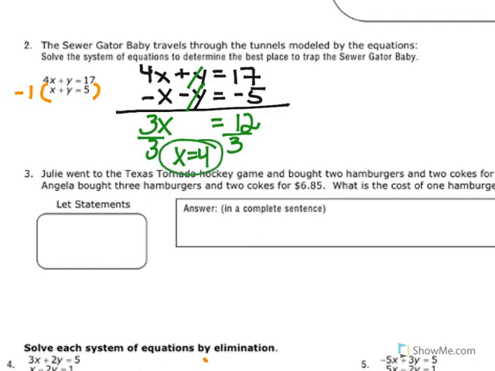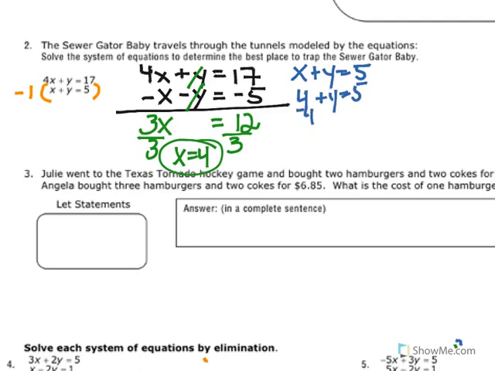So now we're going to take that variable, and we're going to plug it back into one of the equations. And again, it doesn't matter which one you use. I always look and say, which one looks easier to me? And that's the one I pick. So I'm going to use x plus y, the original one that says x plus y equals 5. And so I'm going to plug 4 in for x.